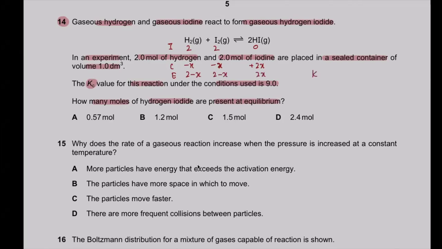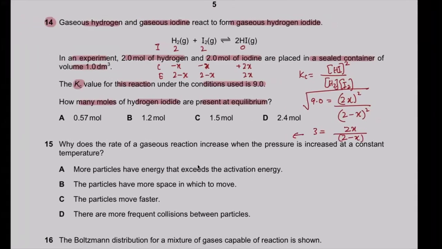So the Kc expression is the square of the concentration of hydrogen iodide over the concentration of hydrogen times the concentration of iodine. So Kc is 9. It is going to be 2x squared over (2 minus x) whole squared. If I take the square root, it is going to be 3 equals 2x over 2 minus x, right? And if I cross multiply, 3 twos are 6, and minus 3x is equals to 2x.